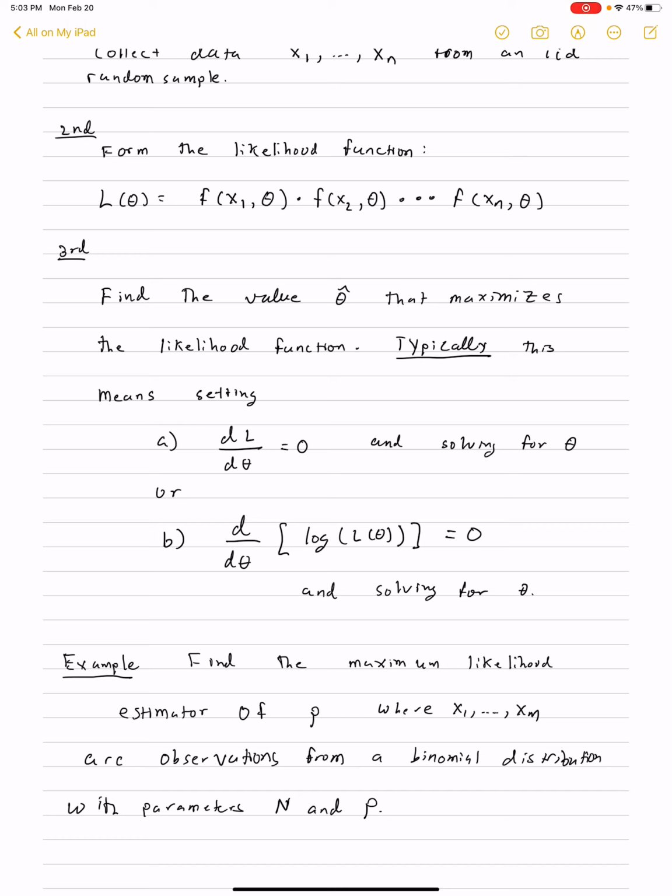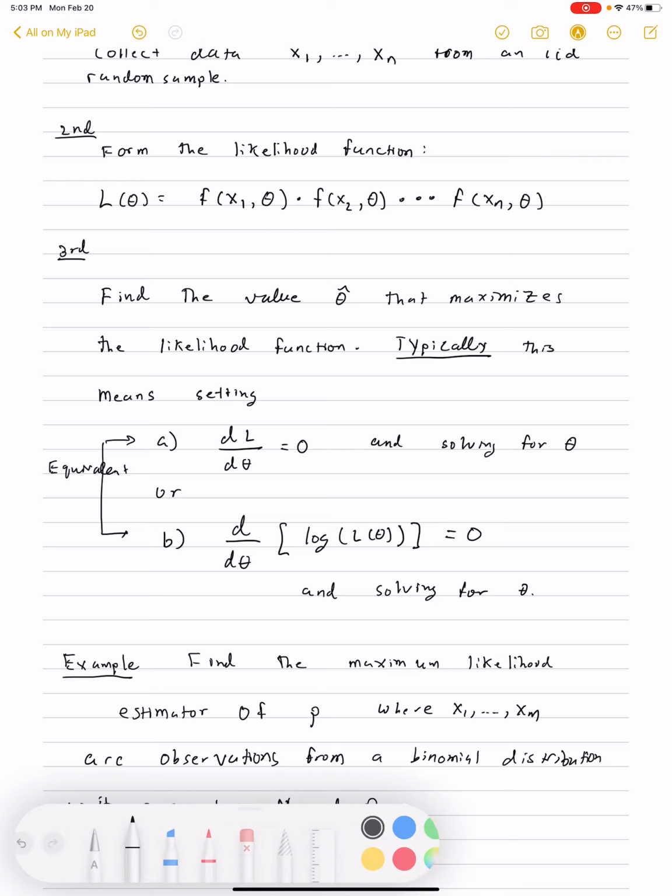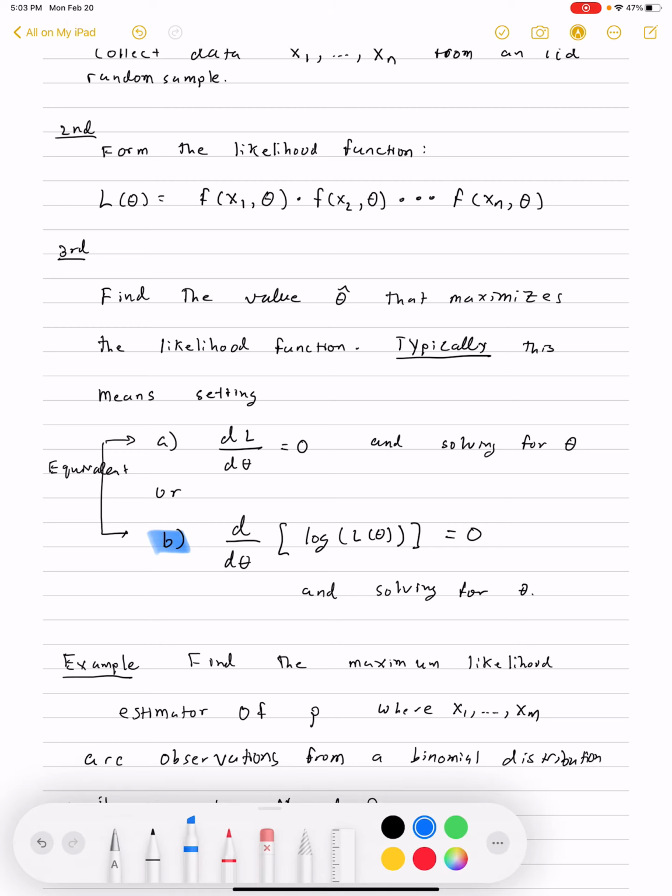Now, typically, this means setting the derivative of the likelihood function equal to 0 and solving for theta, or the derivative of the log of the likelihood function. These two methods, A and B, are equivalent, and you can theoretically prove their equivalence if you like. 95% of the time, people go with option B to maximize the log of the likelihood function. And I typically use log base e for the nice properties of derivatives.